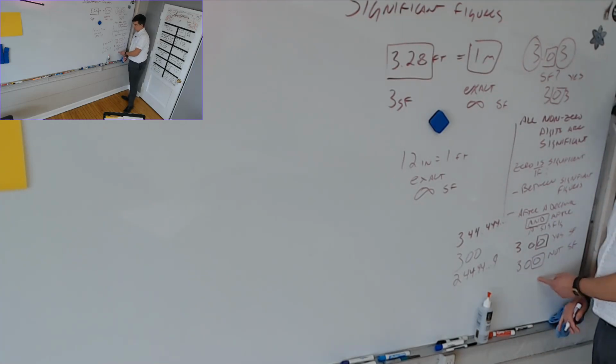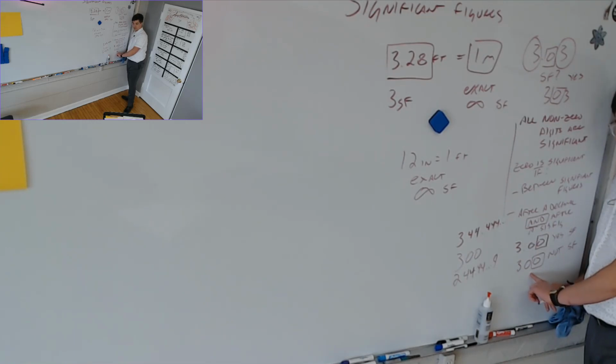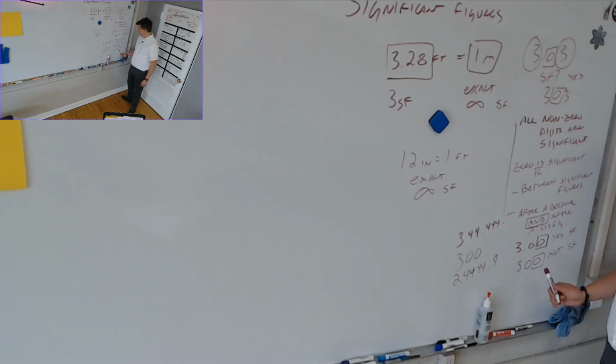How many sig figs here in this value? No, try again. 1. Just 1. Just the 3 is significant. How many sig figs in this? 3. This 0 is significant, and it's after the decimal.